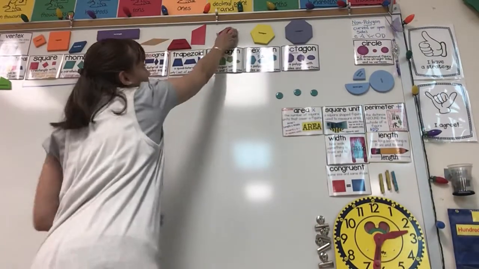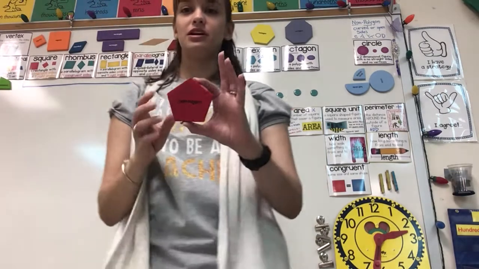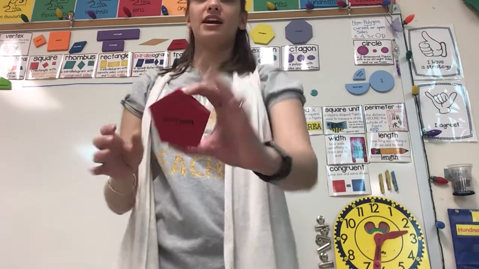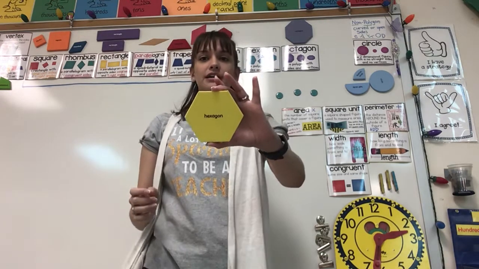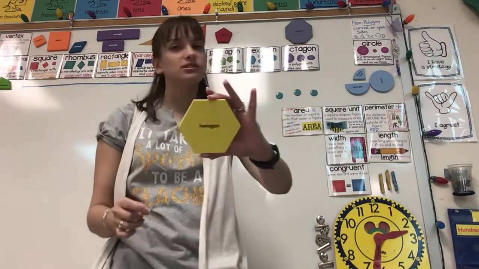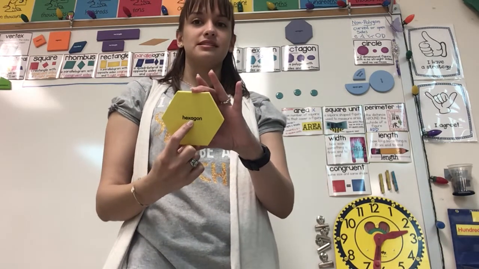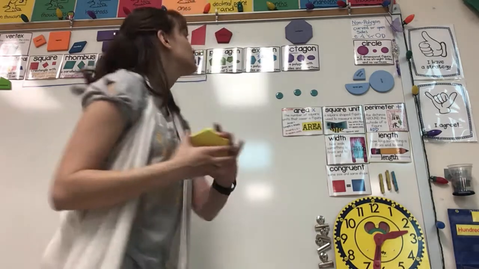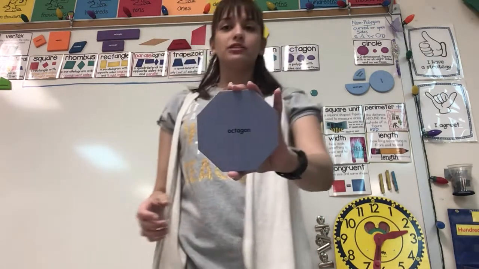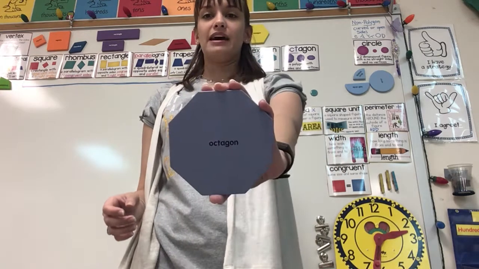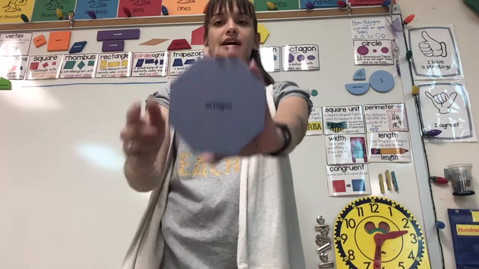So next we have the pentagon. Pentagon has 5 sides. Hexagon has 6 sides. There's not a lot of words with X's in it, but hexagon and 6 both have an X in it, so you can remember it that way. Octagon is like octopus. How many legs does an octopus have? It has 8, so an octagon has 8 sides, like a stop sign.